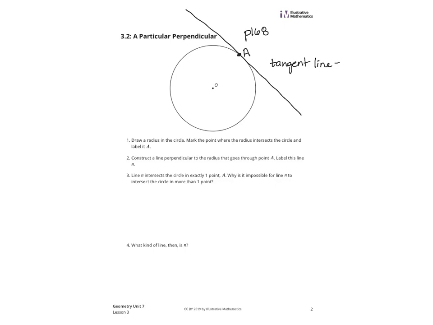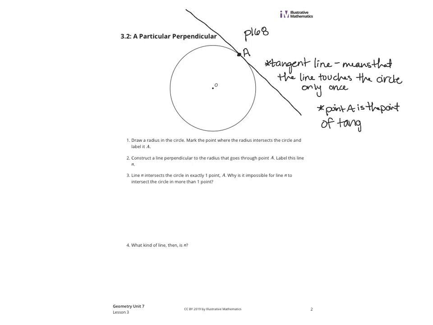A tangent line means that the line touches the circle only once. We say that point A is the point of tangency. So point A is the point of tangency.